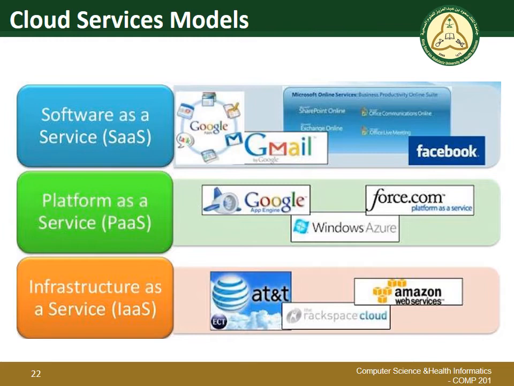Infrastructure as a service, well-known providers include AT&T, one of the well-known communication and networking companies. We also have Rackspace Cloud and Amazon Web Services. So Amazon is not just for buying and selling goods, but they actually sell technology. Basically, they sell technology as a service.